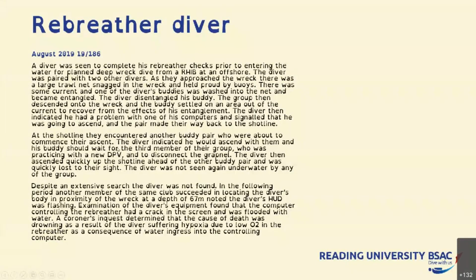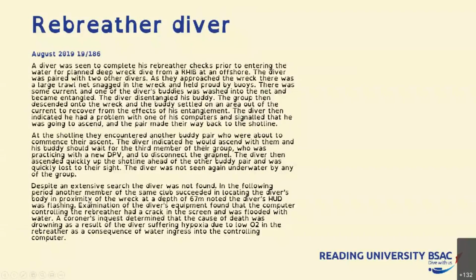And then that was it. They weren't seen again. And ultimately the diver was found, and the cause of the incident was found: the computer that controls the rebreather had a crack in the screen, and the diver had died of hypoxia. The rebreather hadn't been putting oxygen into the loop, and that person passed out and unfortunately died.